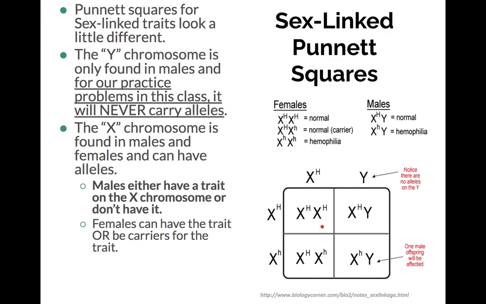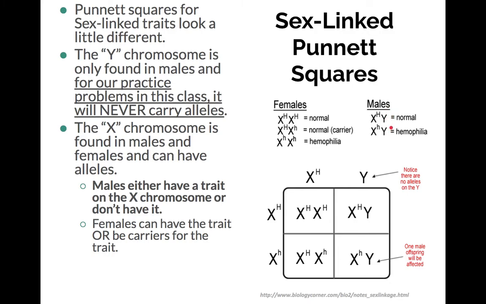So, Punnett squares for sex-linked traits look a little bit different. The Y chromosome is only found in males, and for our practice problems, it's never going to carry alleles, okay? Now, what does that mean? Whenever we set up a Punnett square, we will never have a little letter next to the Y, because we're not going to have to do that type of inheritance pattern in this class.